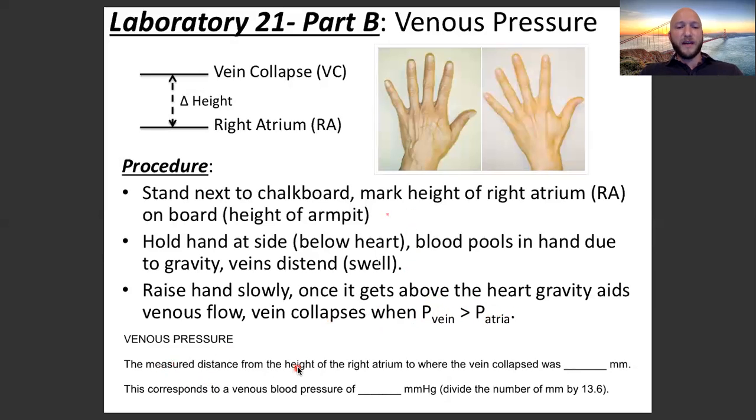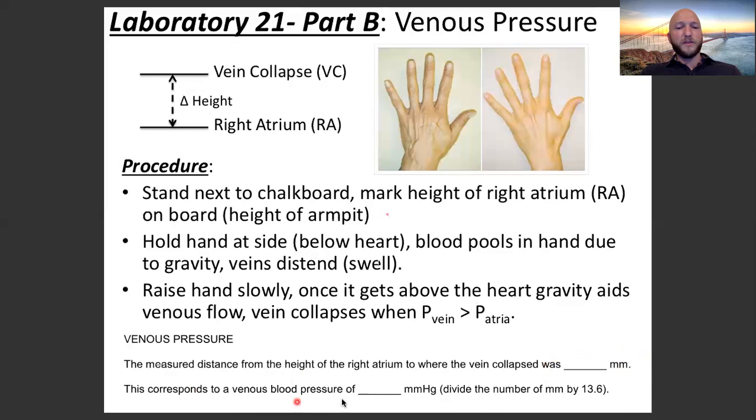So measure the distance of height from the right atrium to where the veins collapse in millimeters. So measure that distance in millimeters. That's important. Sometimes students calculate in centimeters, and then when they do the calculation, they don't get a good answer. And it's because it's in centimeters. Make sure you want it in millimeters.